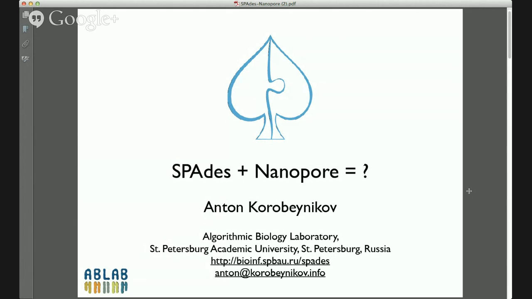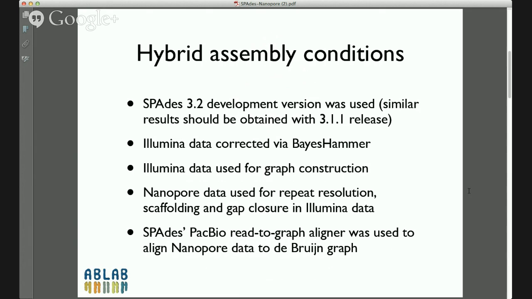I shared this data set with Anton Korobeynikov, who is the author of SPAdes, a very well-known and excellent de novo assembler, which will handle Illumina and PacBio type of data. And he wrote to me and said that he unfortunately can't present at the meeting, but he wanted to. He wanted me to present these slides. So thank you to Anton for sending these over. So Anton's taken this data set that I've released and he's put it through SPAdes 3.2, which is his latest development version. Although he thinks similar results should be obtained with the 3.1 release, which is available.